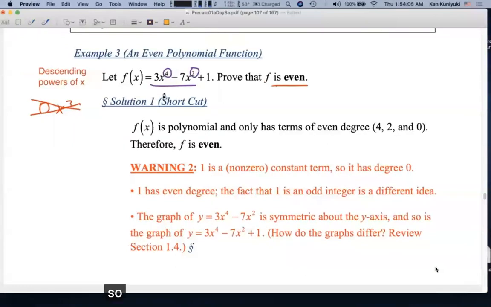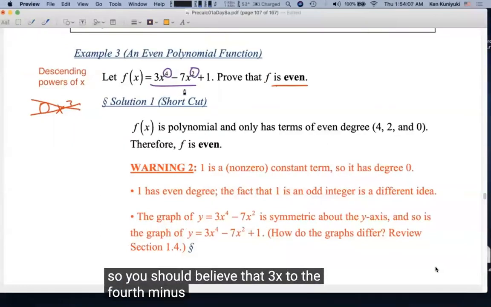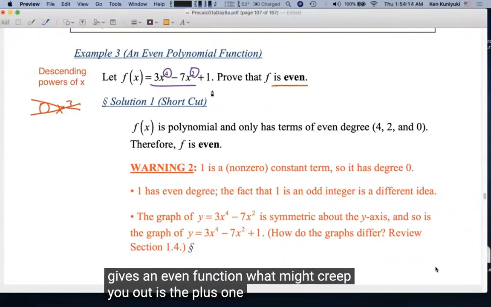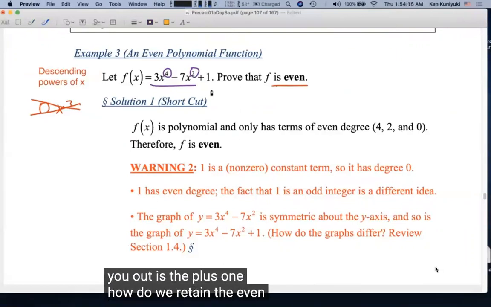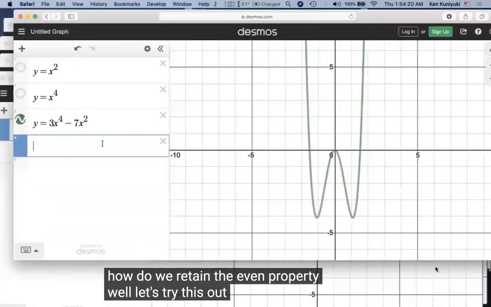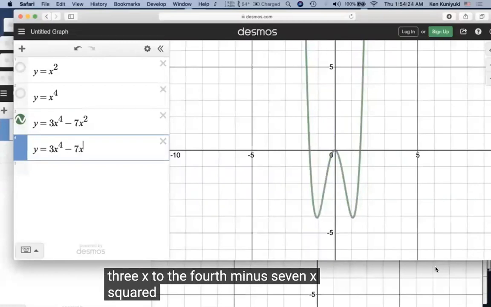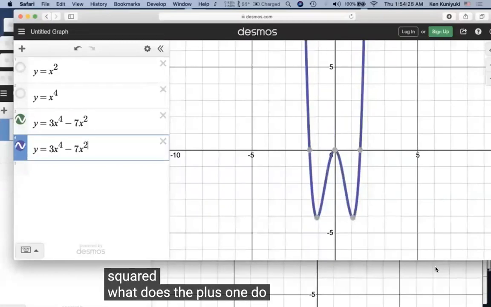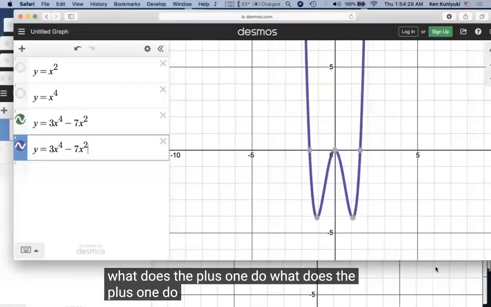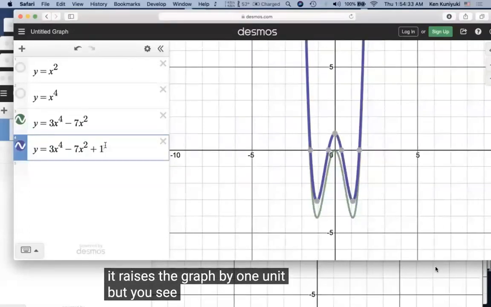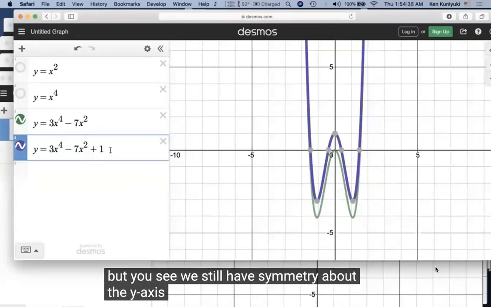So you should believe that 3x to the fourth minus 7x squared gives an even function. What might creep you out is the +1. How do we retain the even property? Well, let's try this out. Y equals 3x to the fourth minus 7x squared. What does the +1 do? It raises the graph by 1 unit. But you see, we still have symmetry about the y-axis.